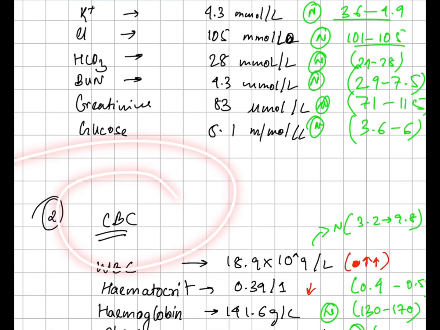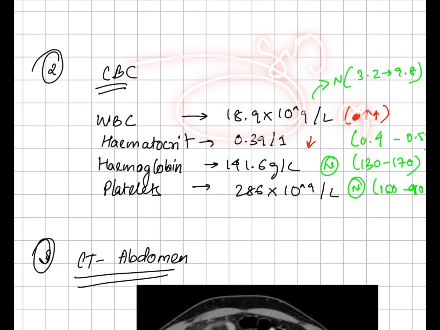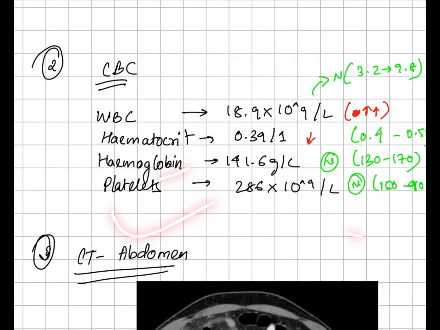Now see the CBC. WBC count is increased and hematocrit is decreased. What is the normal WBC count? 3.2 to 9.8. But here it's 18.9. It is highly increased. This is also suggestive of appendicitis. And the rest are all normal. Platelets and hemoglobin are all normal.